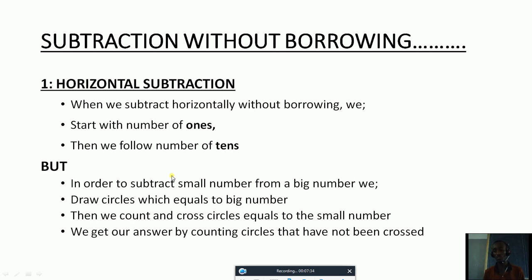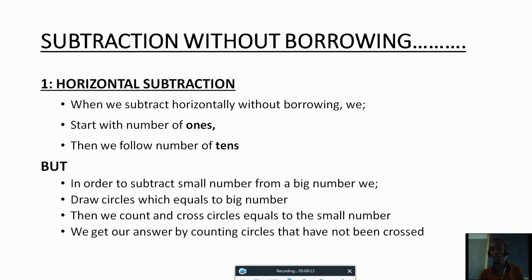And because of our level of primary 1, here we deal with numbers which are less than 100. It means you deal with numbers of ones and numbers of tens. So we start with the number of ones, we proceed with the number of tens. Now, in order to subtract a small number from a big number, we do what? First of all, in order to get a correct answer, we draw circles equal to the big number. We call them balls.